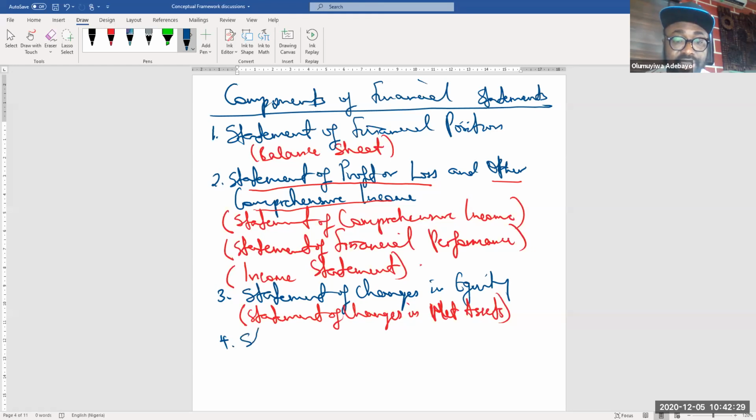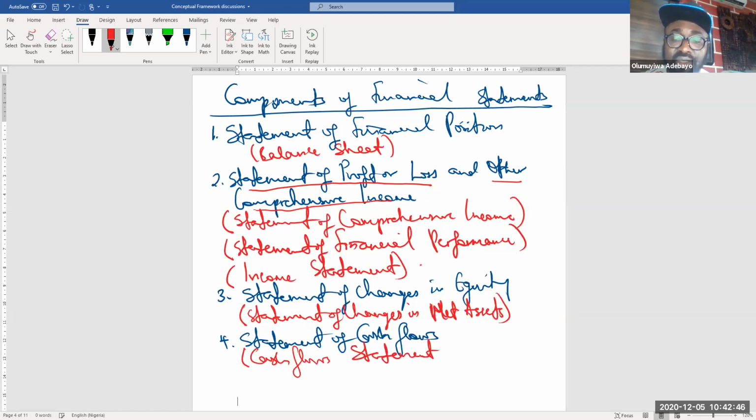Another one is the statement of cash flows. Even though some people might call it cash flow statements, okay, but we barely use that terminology. We always try to start with statement. The same way some of us try to avoid income statement because we prefer to use the statement of to describe.